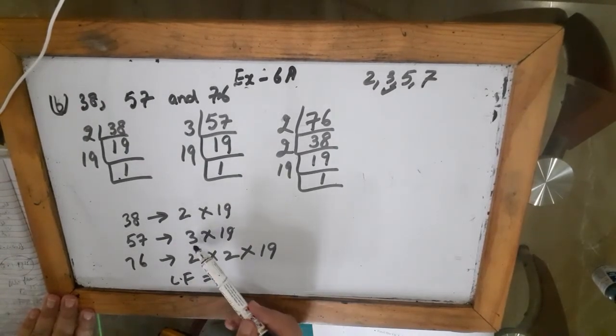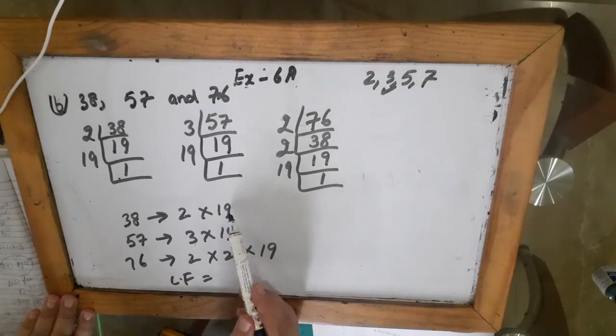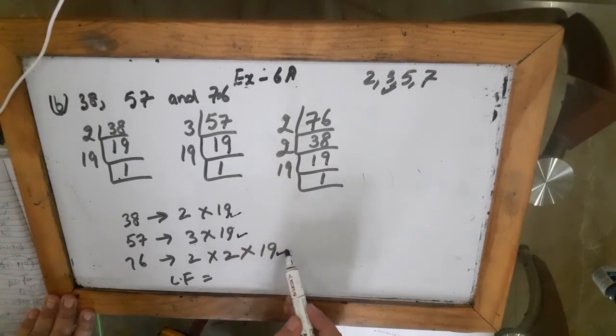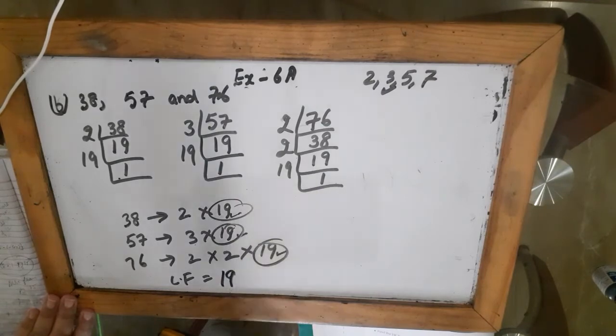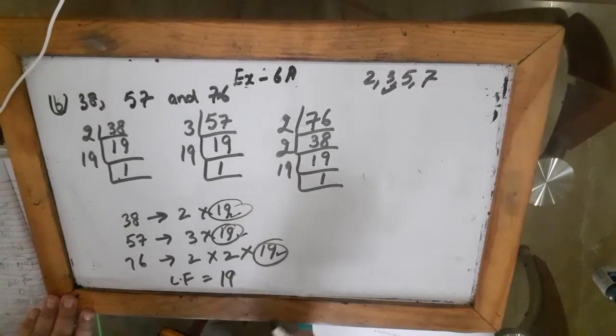Here you have 2, but here you don't have 2. Here you have 2, but it is not common in all three numbers, so I cannot take 2. 19, 19, 19. So this 19 is common to all the three numbers, so 19 is a common factor of all the three numbers, and there is no other factor which is common to all the three numbers.